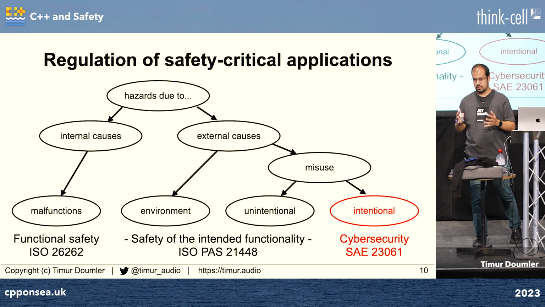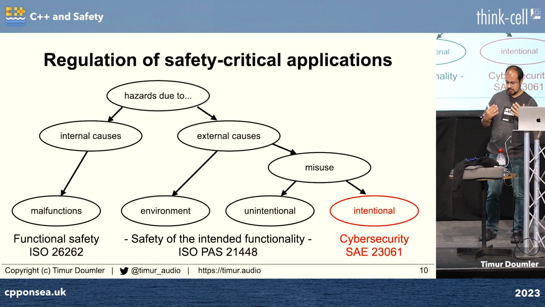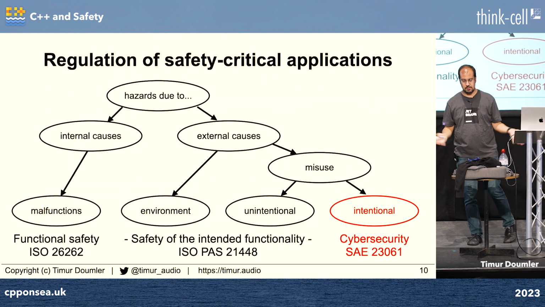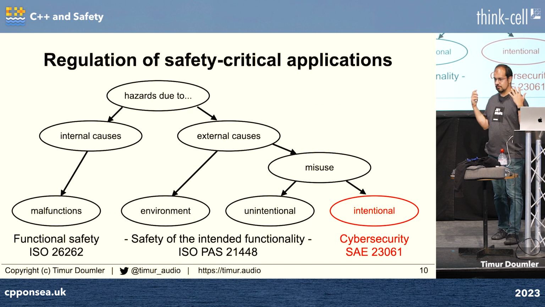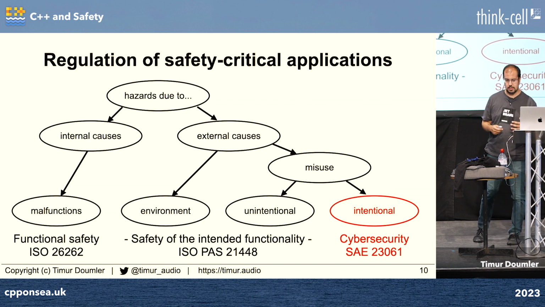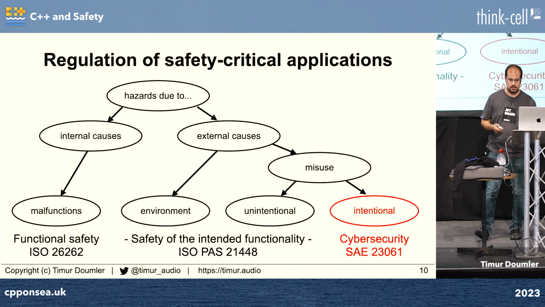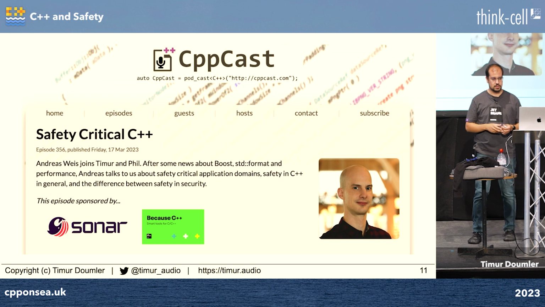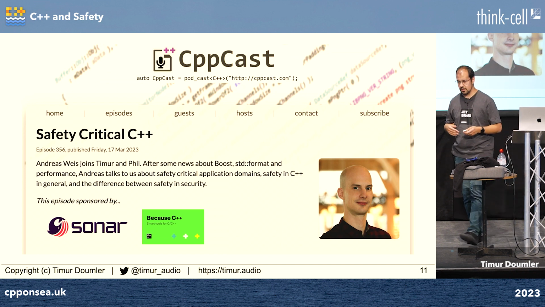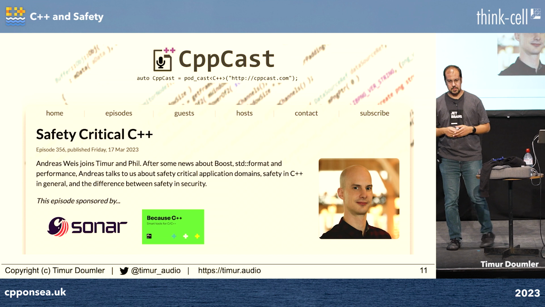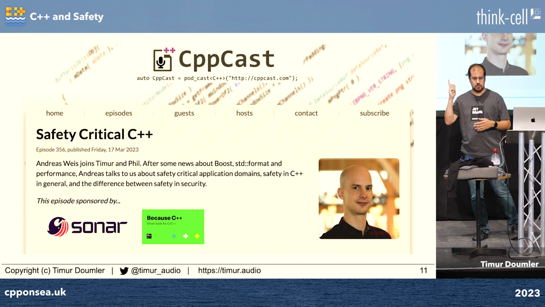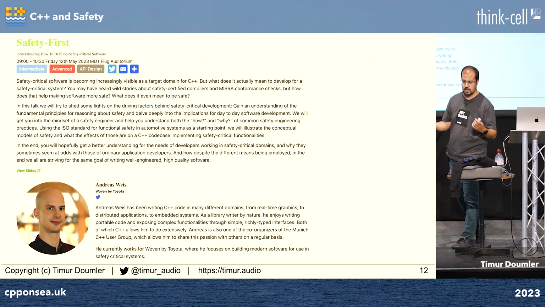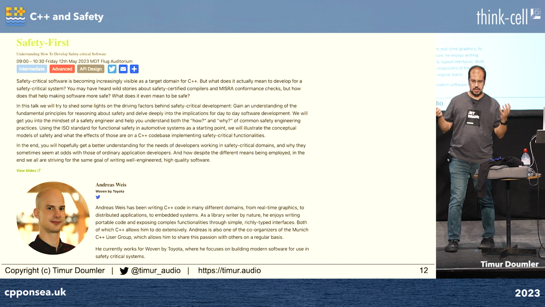So it's intentional misuse, or an attacker trying to intelligently do something bad, versus unintentional factors from different sources. And there's a lot of material on this. Again, I'm not an expert, so I would like to refer you to other sources, like, for example, Andreas Weiss, who is sitting, I think, here somewhere. Here you are. Andreas was on our podcast recently, CppCast, where he explained all of this. It was a fascinating episode, so you can check this out. He also last month did a talk at C++ Now on this topic, like how do we actually develop safety critical software. So again, I recommend you check that out.